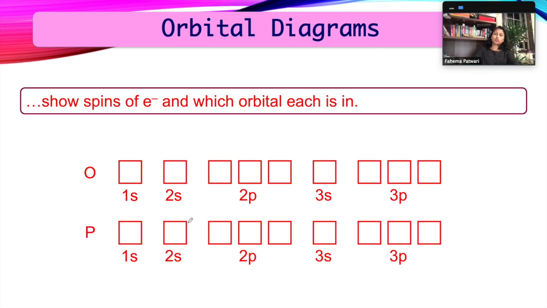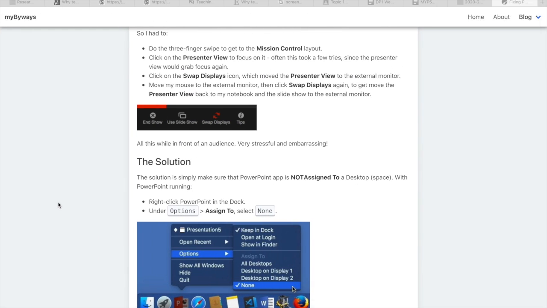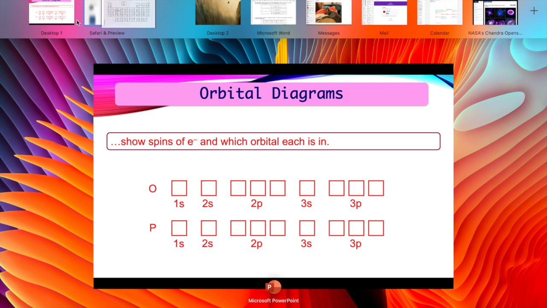Okay, so an orbital diagram shows the spin of each electron and where these electrons are. The first thing you need to do in drawing an orbital diagram is locate your element in the periodic table. Right, so let's go to the periodic table.